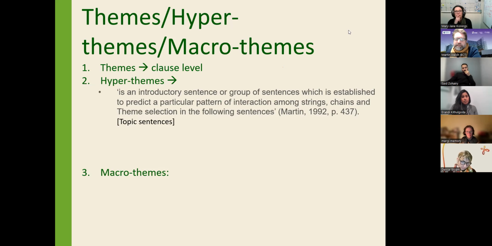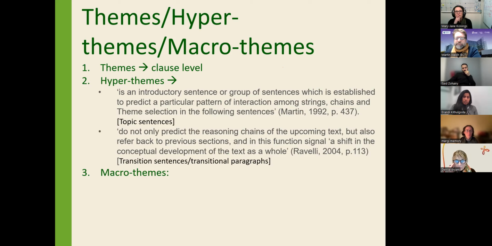So, some definitions here. It's just another way of saying a topic sentence or of saying transitional sentences, those types of sentences which capture the ideas that have come before, and then indicate what ideas are coming next in a group of sentences. So that's at the paragraph level. And then at the whole text level is the macro theme, which is a bit like an outline or overview of a text.